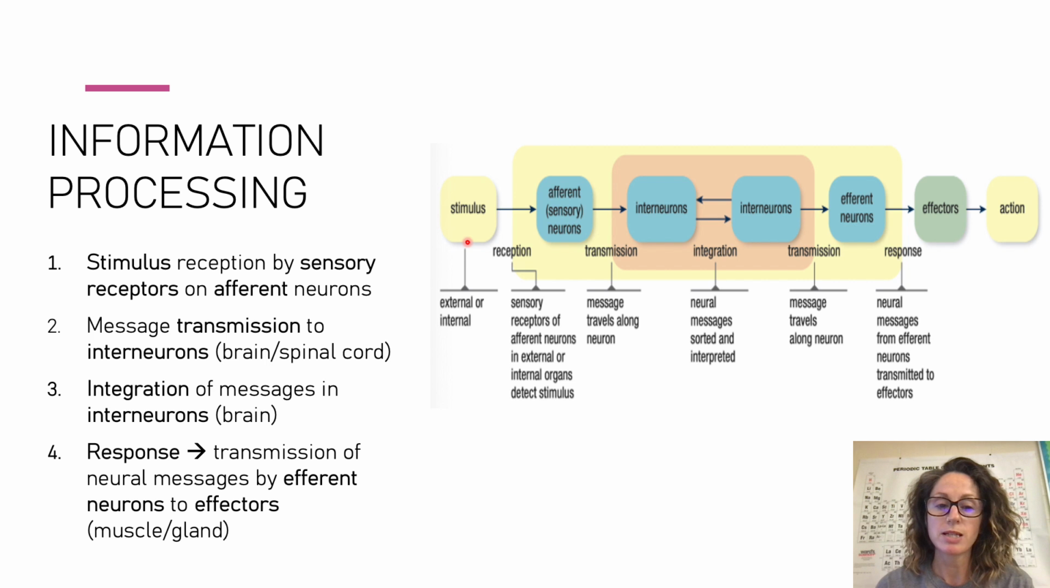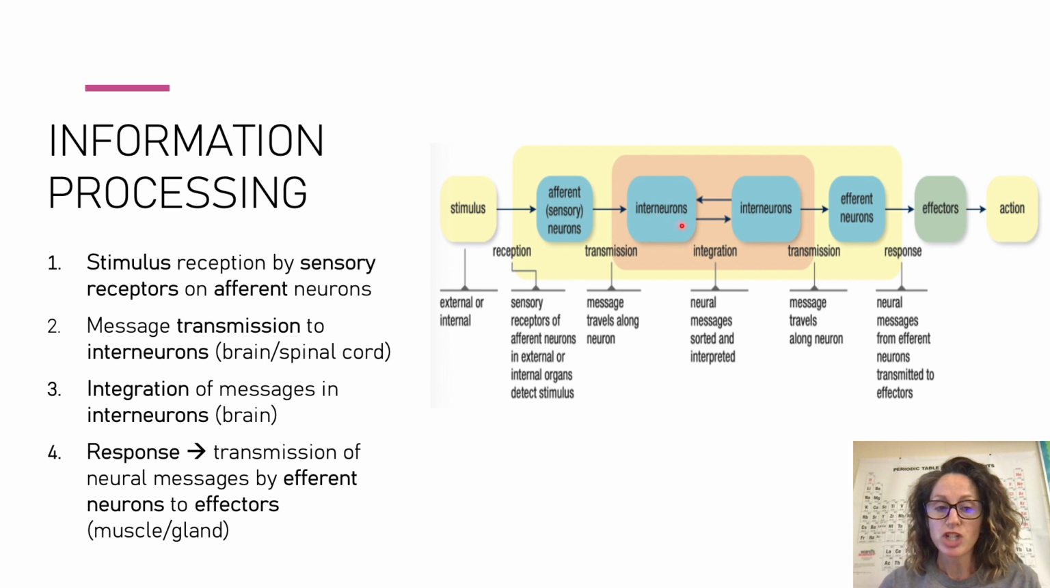So we have a stimulus that is either internal or external, and this message is transmitted to interneurons via afferent neurons. So we have a stimulus, and it's felt by afferent neurons, and this gets sent into our interneurons in the brain. And there could be a couple connections between interneurons, and we'll learn a little bit more about how the brain is made up and the different parts of the brain and their functions a little bit later in the unit.